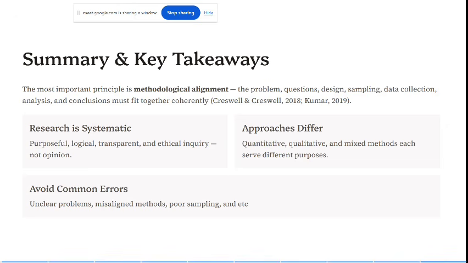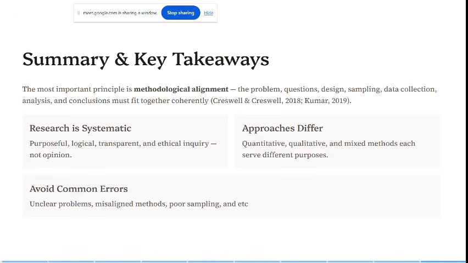Okay, the most important principle is methodological alignment: the problem, questions, design, sampling, data collection, data analysis, and conclusion. These are all the alignment of a methodology. So these should fit together coherently, in a very good way.